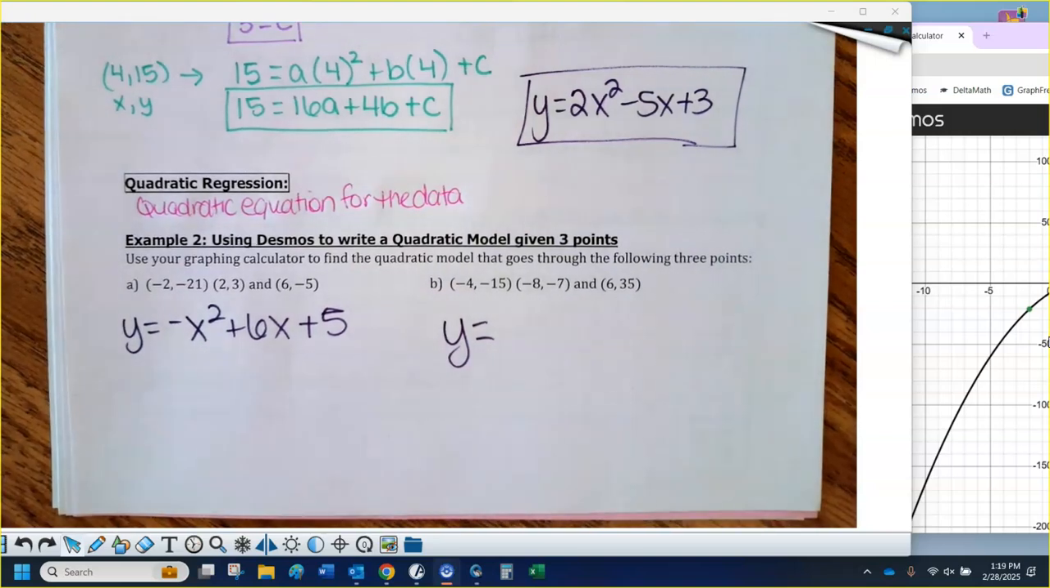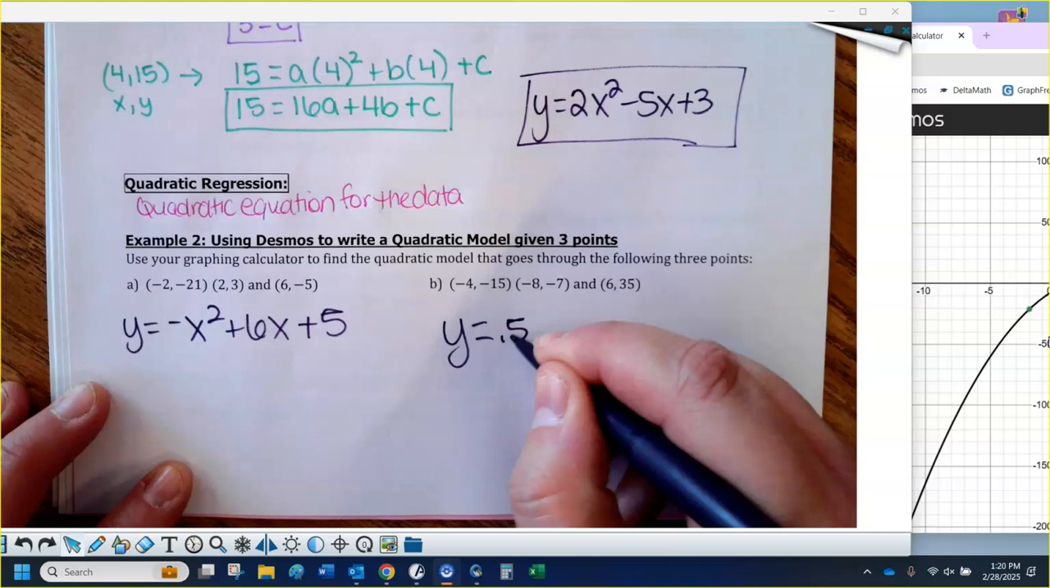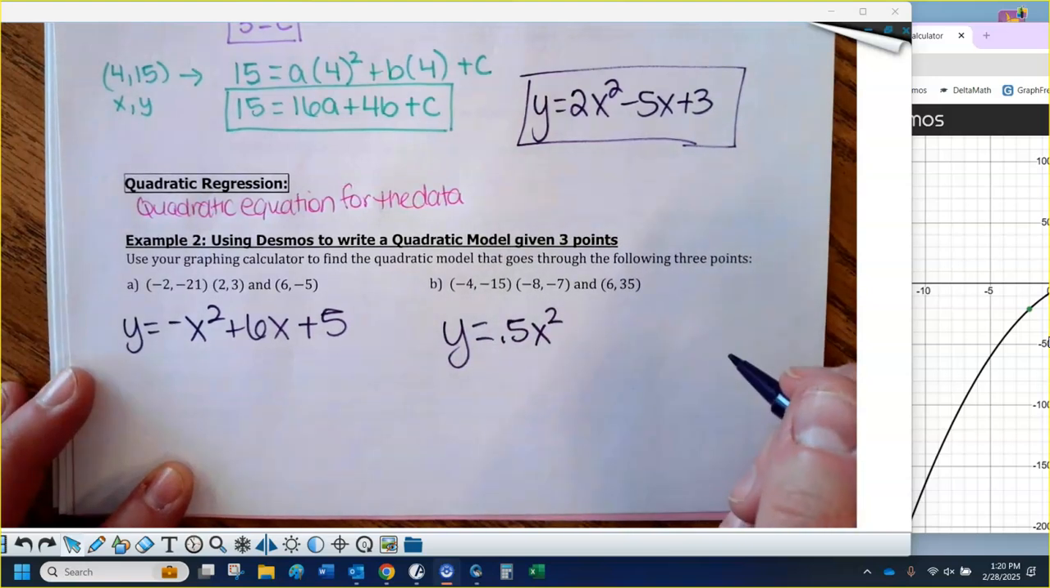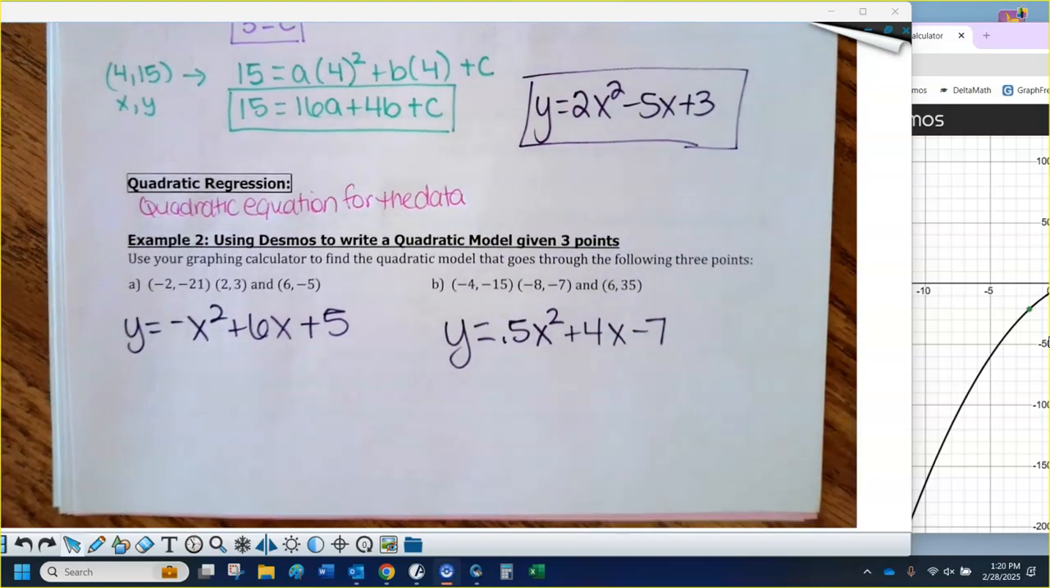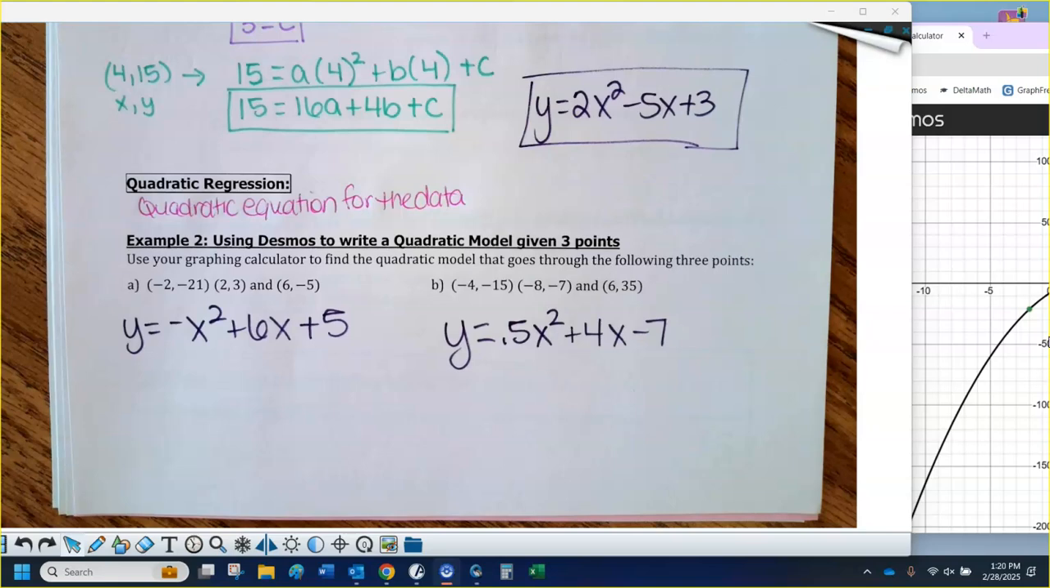Okay. Anybody get the second one? Those three, I had -4, -15, -8, -7, and 6, 35 were the three points they gave you. What was your quadratic equation? The A value should be a decimal or fraction. 0.5, yes. This was 0.5, or you could do 1/2 x squared. What was the rest of it? Plus 4x minus 7. Perfect. Is anybody having a question? It's not terrible to do, I promise you.